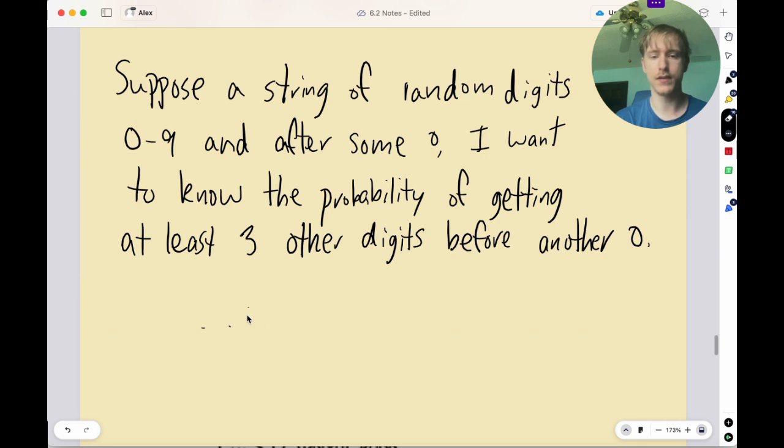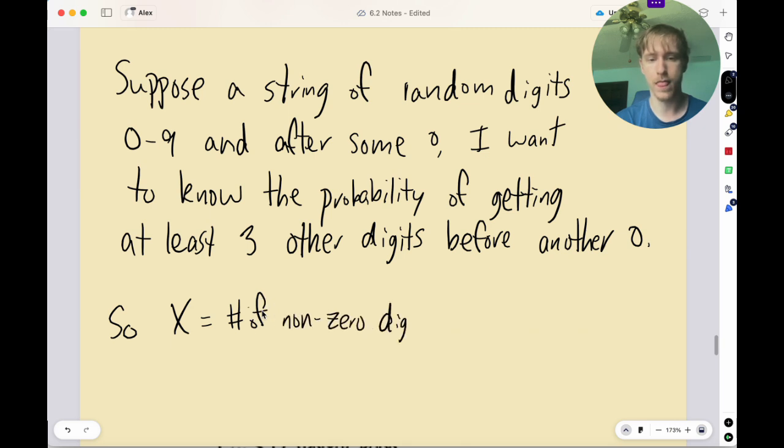So in this case, we can just kind of model this as a random variable. Okay, so what we have is that X is going to represent the number of non-zero digits before getting a 0.